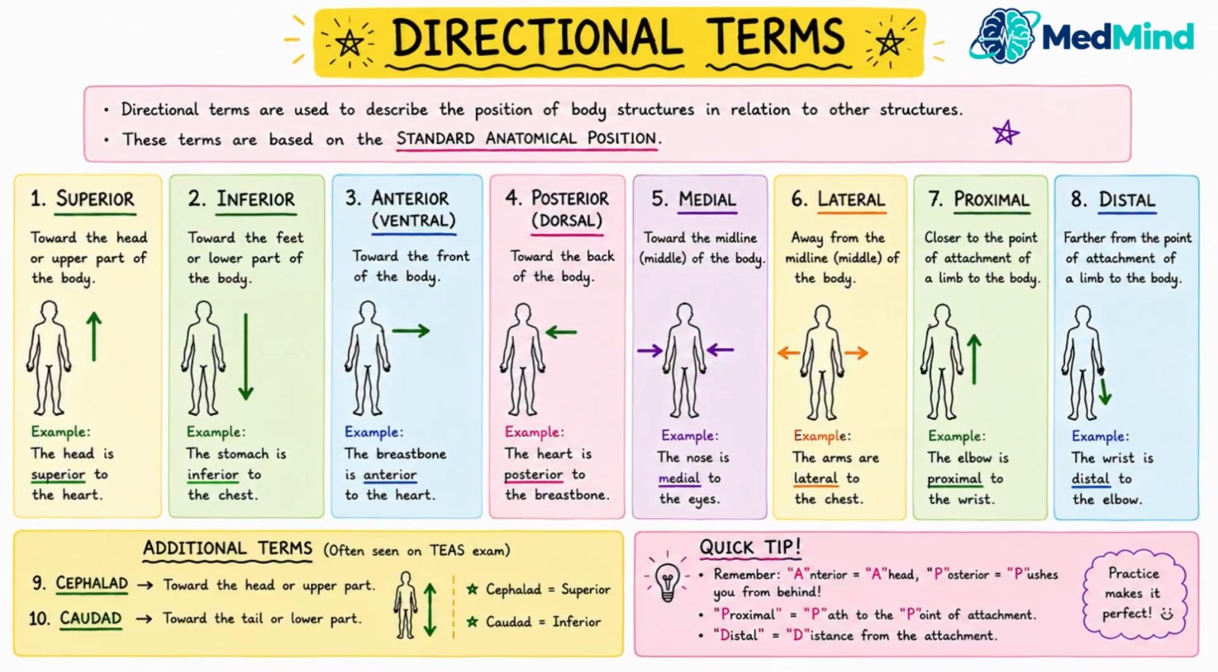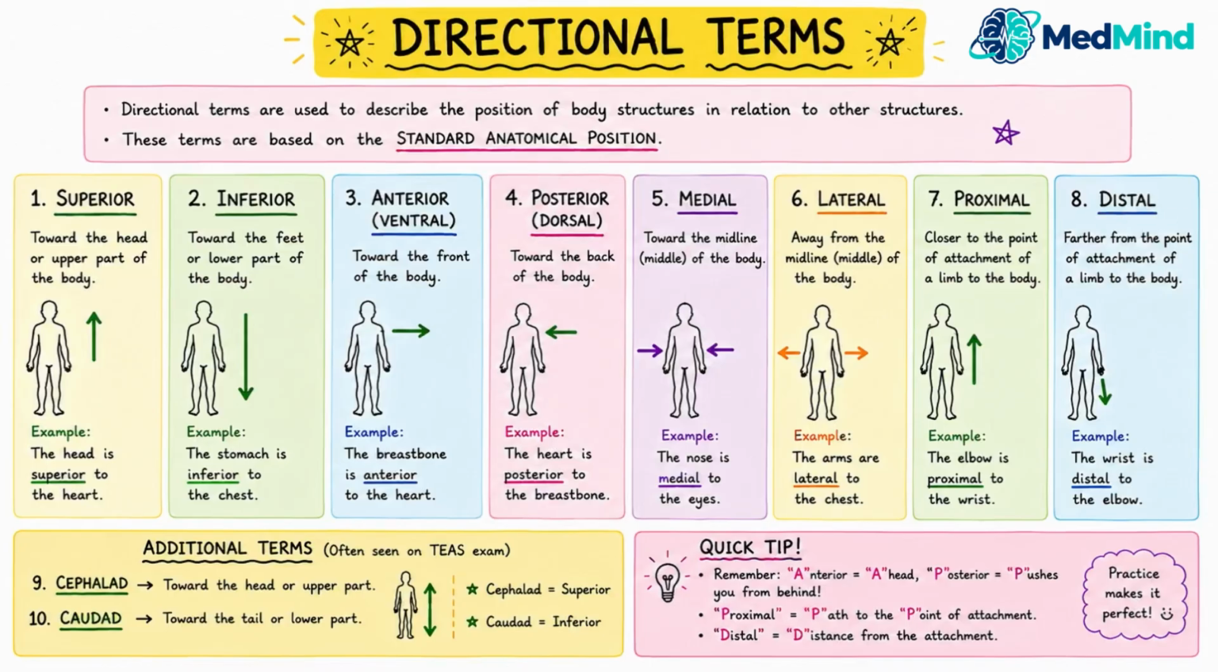The answer is the thumb is lateral because it's further away from the body's midline. Our next term is proximal. Proximal means closer to where a limb attaches to the body. Think about your arm. The shoulder is where the arm attaches. The elbow is proximal to the wrist because it's closer to the shoulder. And another example, we can say the knee is proximal to the ankle.